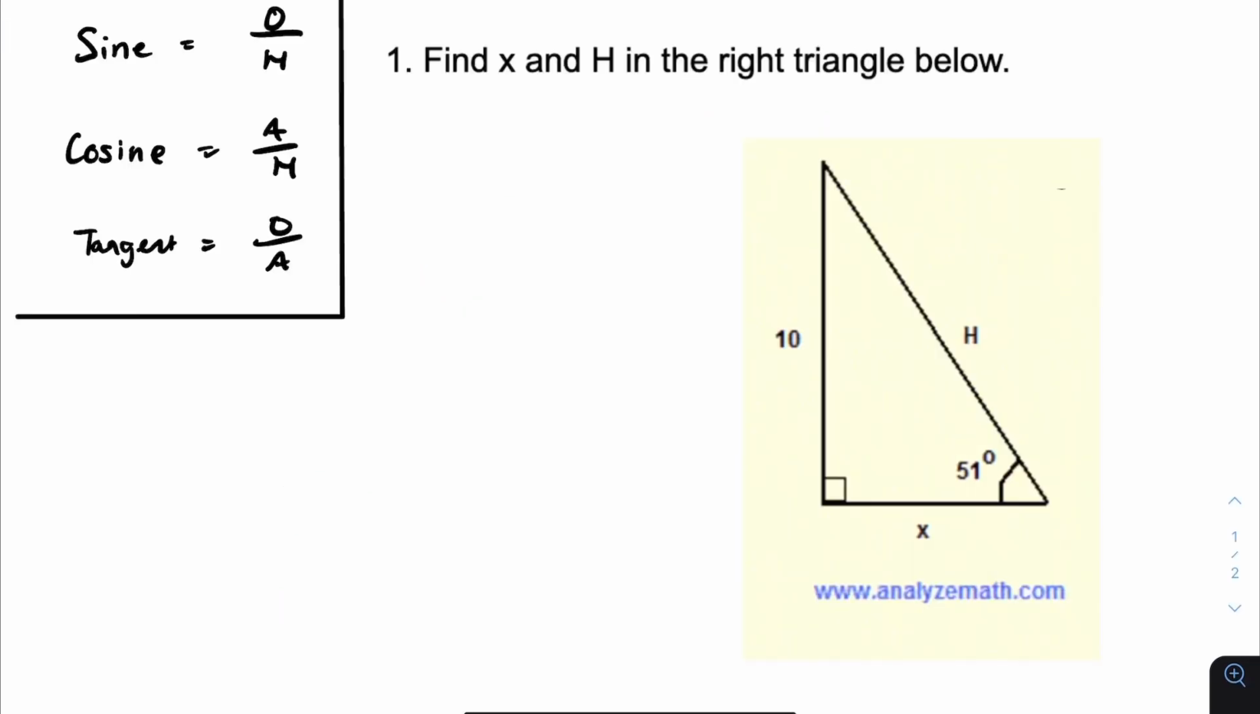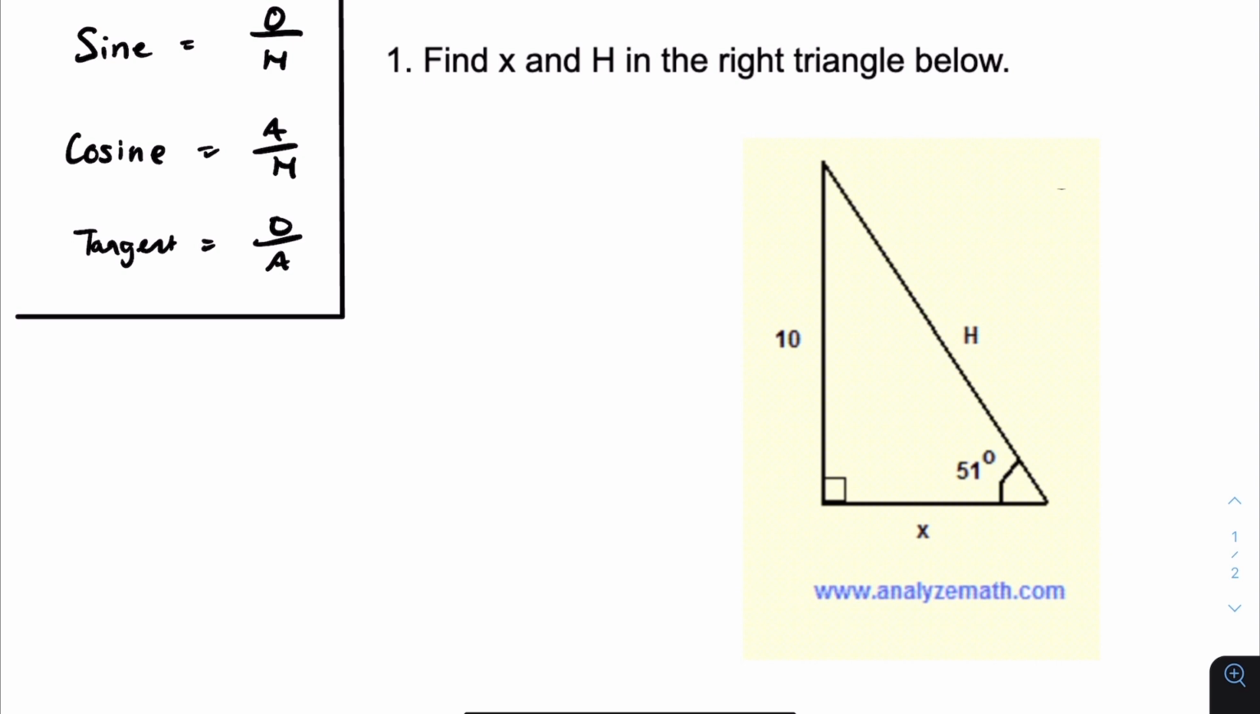Okay, so I've just written the trig identities that we have so far at the top left. So sine is equal to O over h, or opposite over hypotenuse. Cosine is equal to A over h, or adjacent over hypotenuse. And tangent is equal to O over A, or opposite over adjacent.